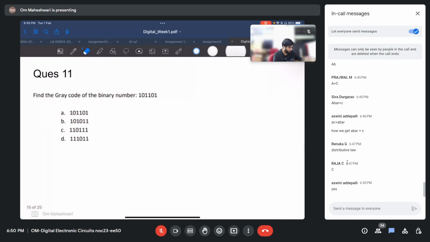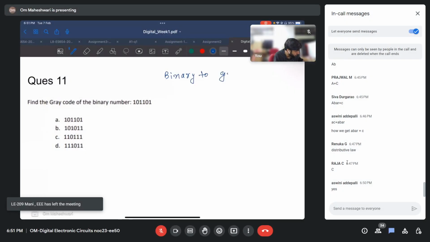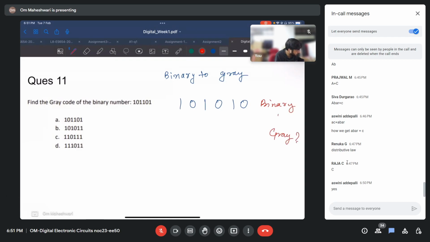Find the gray code of the binary number. So this is not very important as of now, maybe because we have not studied the number systems yet. But I'll just tell you how to convert binary to gray. For doing binary to gray, let's say we have any number 101010. So if this is binary, what is gray of this?